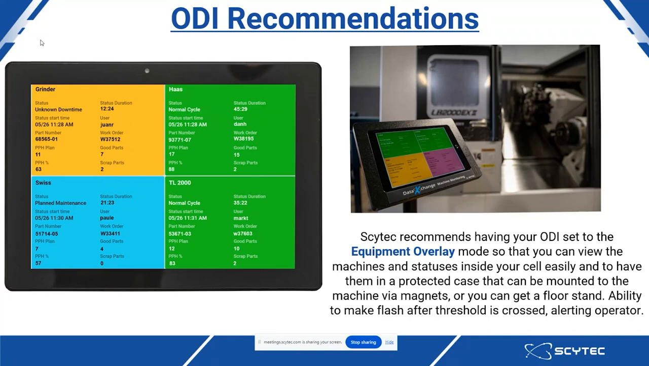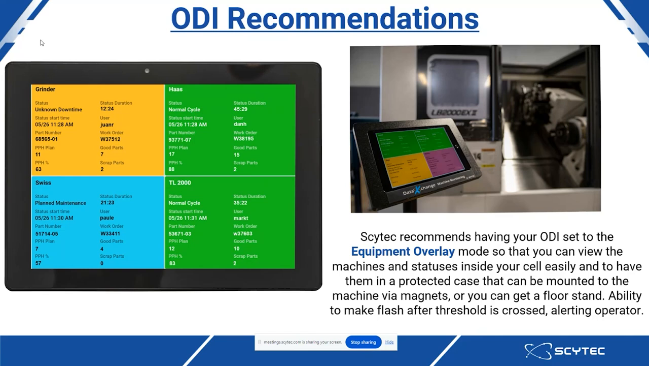including the machine name, which you can see in the top left corner of each one of those little squares in that grid, their current machine status, the duration of that status, the logged-in user, so whoever is the operator working inside that cell, what work order they are currently on, the amount of good parts, scrap parts, how that fits into their parts per hour plan, and then if they are hitting those parts per hour percentages.